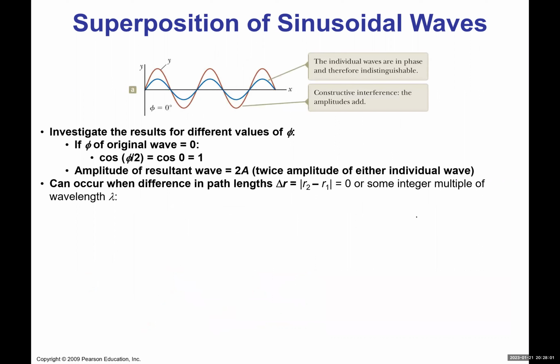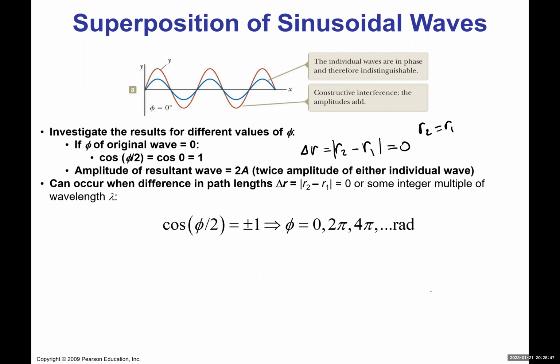So here, as you can see, an example of that. If phi of the original wave equals 0, then cosine of phi over 2 equals cosine of 0, which equals 1. And the amplitude of the resultant wave equals 2 times a, twice the amplitude of either individual wave, and can occur when the difference of path length is equal to 0, because delta R is equal to R2 minus R1. If R2 minus R1 gives me 0, it only can mean that R2 and R1 are the same, so they have exactly the same path length.